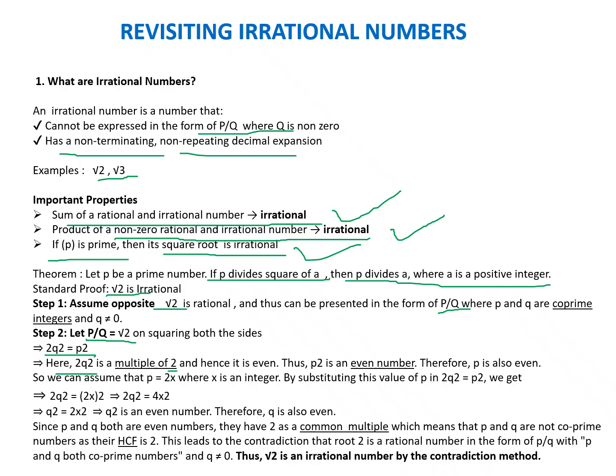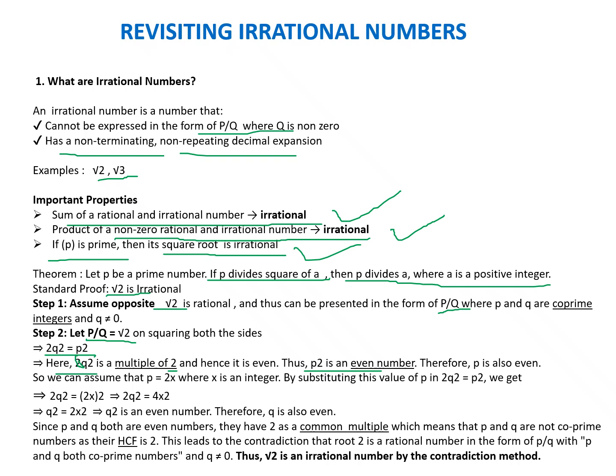So here what we are saying is that 2q square is a multiple of 2, because it has a 2 here. And hence p square is an even number, because 2q square is equal to p square, and q square has a multiple of 2. So any number which has a multiple of 2 becomes an even number. Therefore, p is also an even number because p square is equal to 2q square.